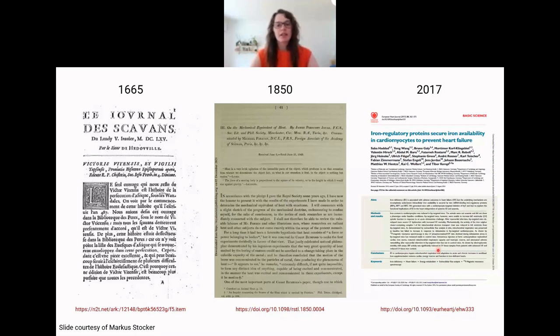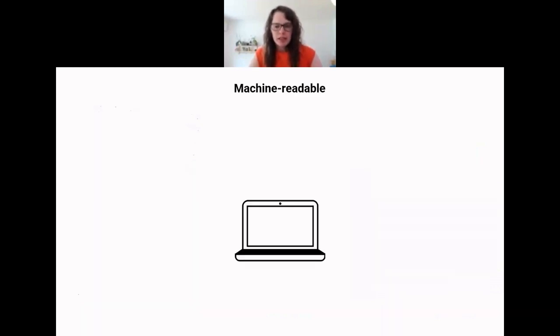And the other similarity between the way that we communicate today and the way that we communicated several hundred years ago is that these documents remain out of reach for machines. And that means that we can't take advantage of machine-based tools like intelligent searches or data filter functions that would help us to efficiently extract data from these documents. And this leads us to our second hurdle, which is the challenge of machine readability.